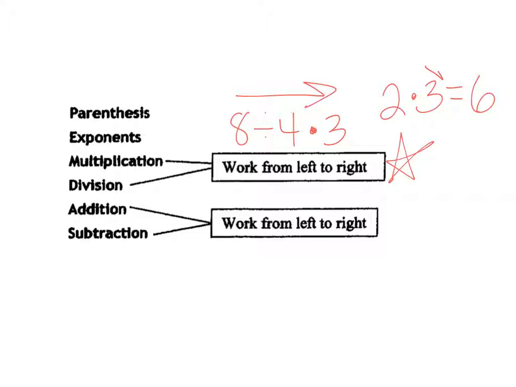Same thing with addition and subtraction. They're on the same level. When they're right next door to each other, you just work from left to right. And that will be an example, and I'll do it. 7 minus 3 plus 1. 7 take away 3 plus 1. So I go first, 7 minus 3? 4. Yeah. 4 plus 1. 5. Okay?